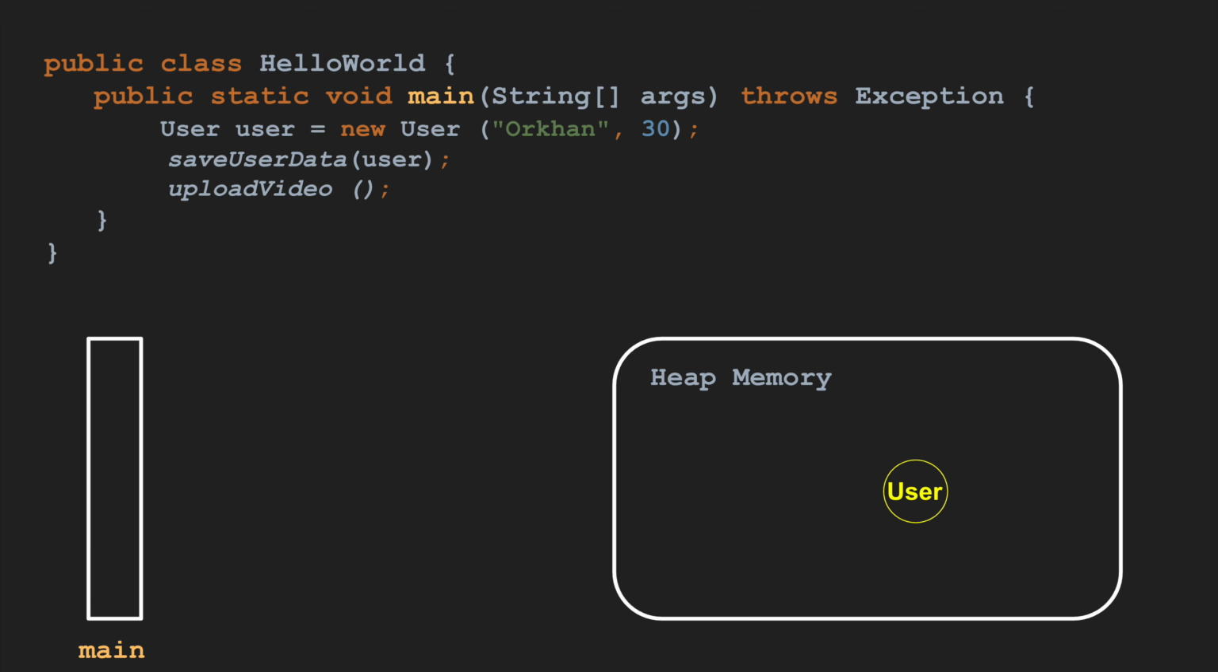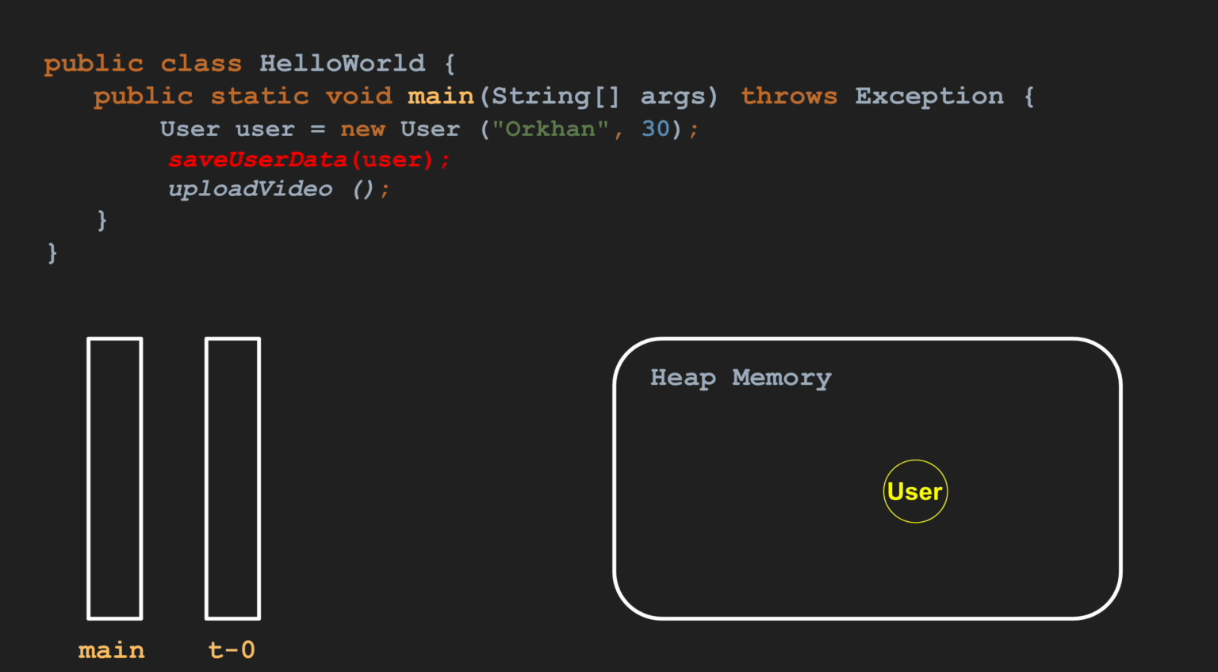But let's say that we are adding more to this logic. So we are also saving the user data, and also we are uploading videos. We can do these two operations in the main thread, but what we do in our case is we are creating a separate thread for each one.